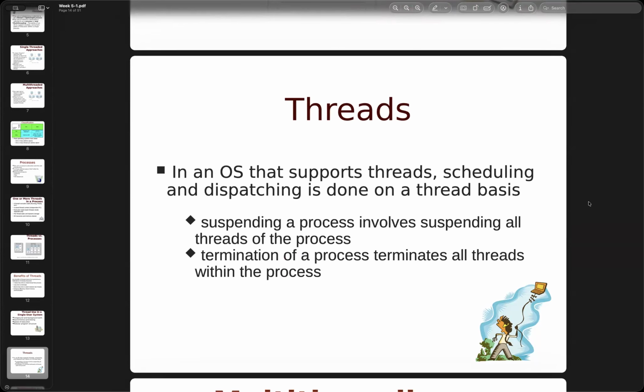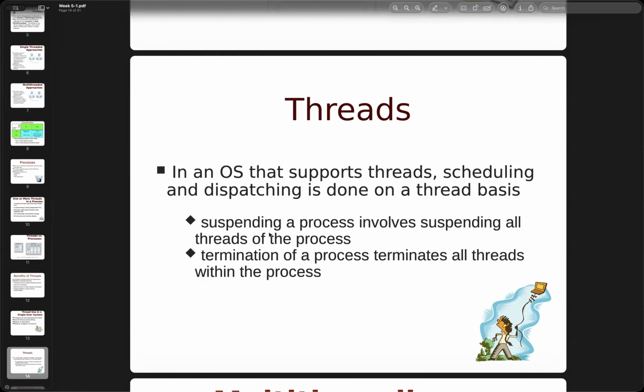Even when we are learning operating systems, or when we need to execute certain applications, even if the computer's OS supports multi-threading, if the program itself isn't written in multi-threading, that means it's useless. So we need to know that even if the OS supports threads, we also need to let the program itself work in multi-threading. Then we can do the scheduling and dispatching on a thread basis.